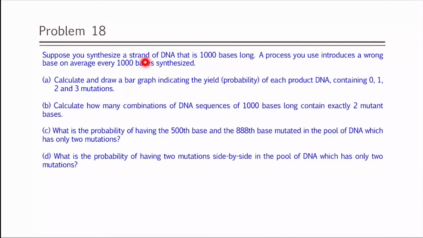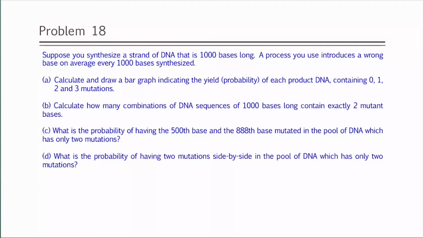Suppose you synthesize a strand of DNA that is 1000 bases long. The process you use introduces a wrong base on average every 1000 bases synthesized, which means that if you synthesize 1000 bases, there is a probability that one of the bases may be wrong. So, the probability of a wrong base is 1 by 1000, and the probability of a correct base, of course, is 999 by 1000.